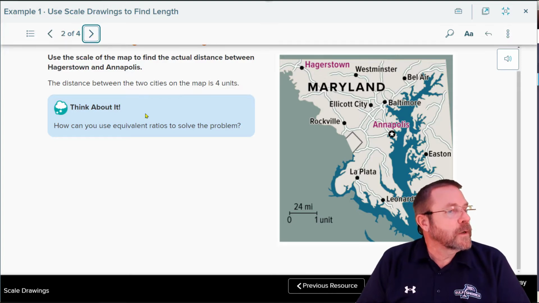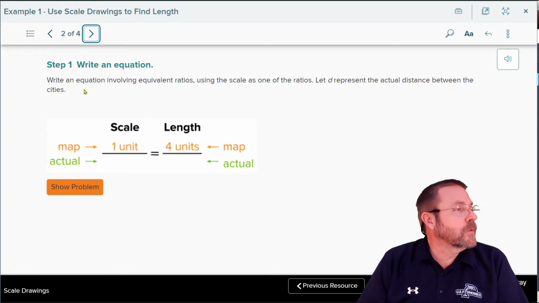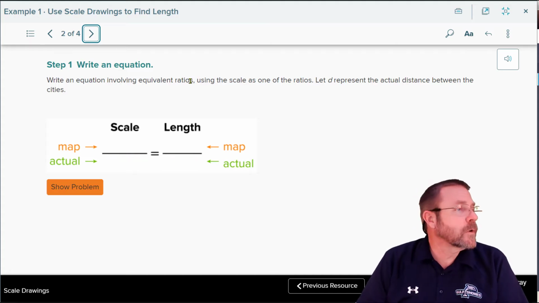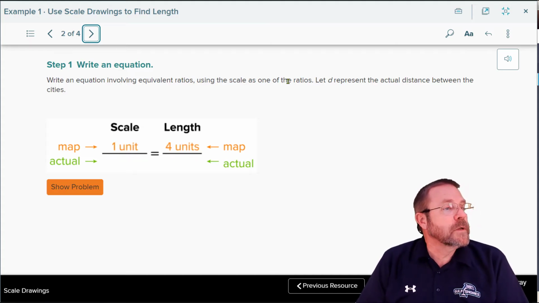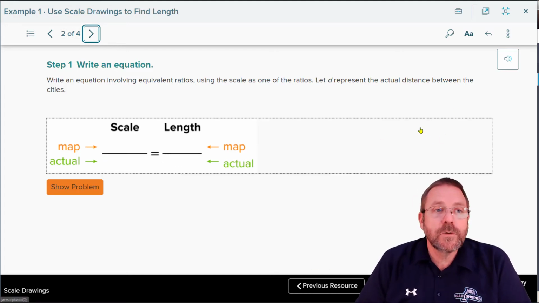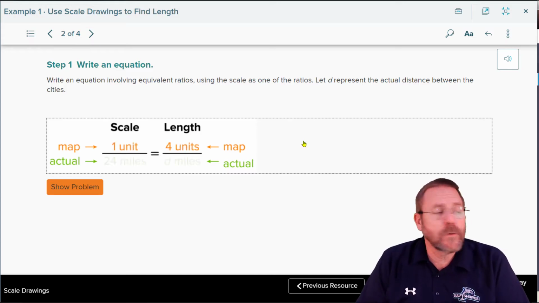From there, we're going to figure out a way to measure those units between the 2 places. We're going to set up an equation involving the equivalent ratios. Ooh, we got some cool proportions going on here. And then use the scale as one of the ratios and let D represent the actual distance of the other one. So this is actually some good stuff. Proportions are wonderful things, and you're going to use them a lot in the years to come.